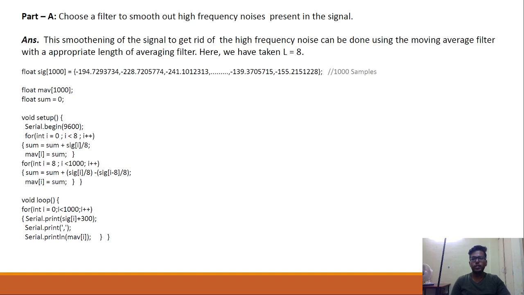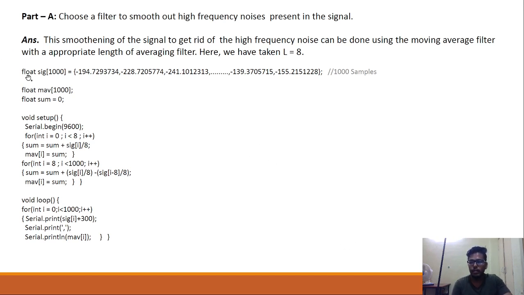The first problem is to choose a filter to smooth out high frequency noises present in the signal. The signal given to us for this experiment is a PPG signal of 1000 samples. In order to smooth this signal and remove the noises, I have used a moving average filter with L equal to 8. Now let me walk through my code.